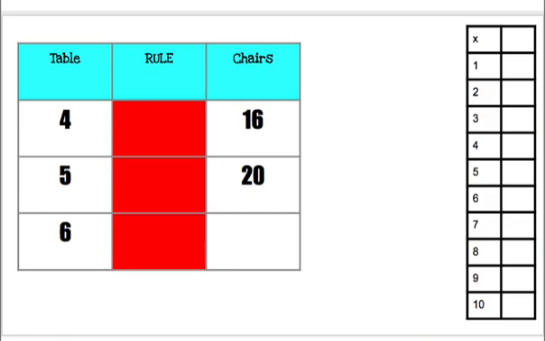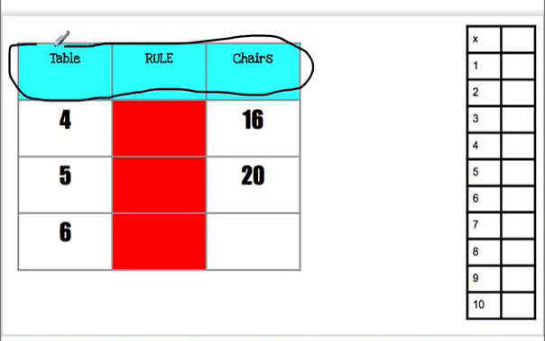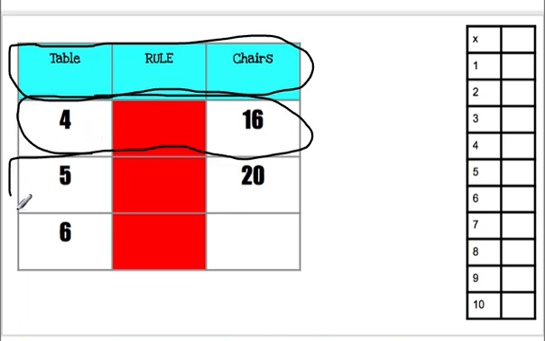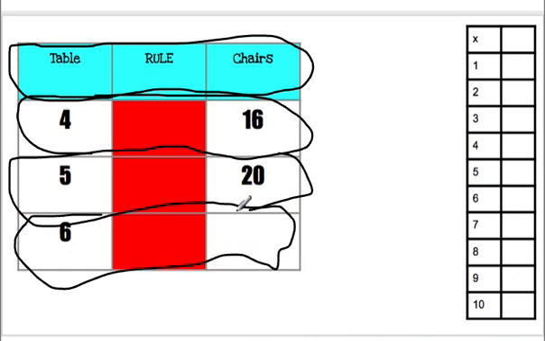Hey guys, today we're going to work on tables and what that looks like and what rules we look for when we see a table question. Alright, so the first thing I'm looking at is the labels are going this way. So I'm going to look at the numbers like partners. So 4 goes with 16, 5 goes with 20, and 6 goes with what we don't know yet. And that's what we're trying to find out.